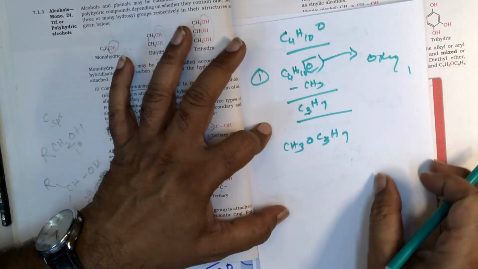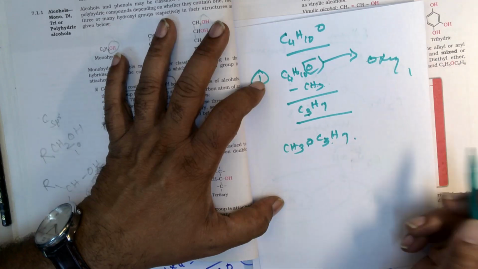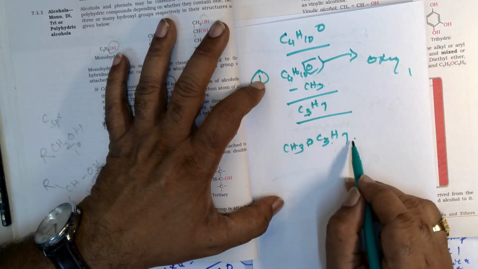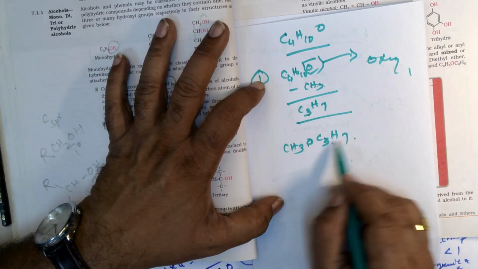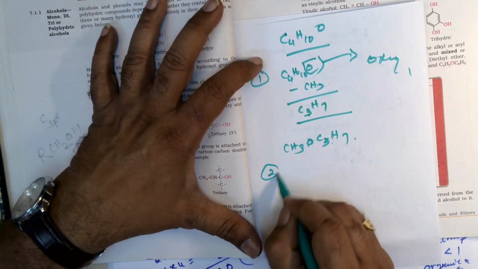So this is CH3O C3 itself, right? So what do you call this one? Methoxypropane. Okay, so we are able to develop one ether. Second ether, how can you write?